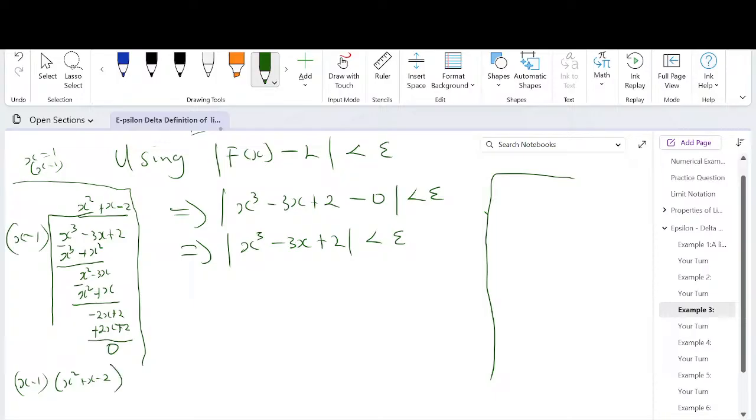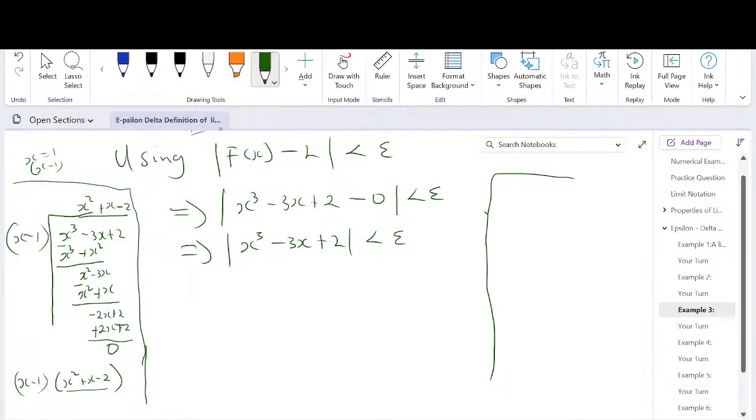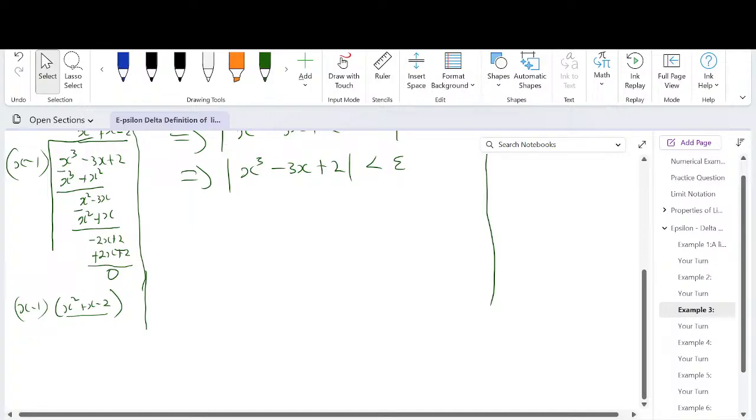This is a quadratic expression again, so you can still factorize this. I'll just stop here because if you factorize this, you get x minus 1 and x plus 2. So you can finish it. Let's see what you do.